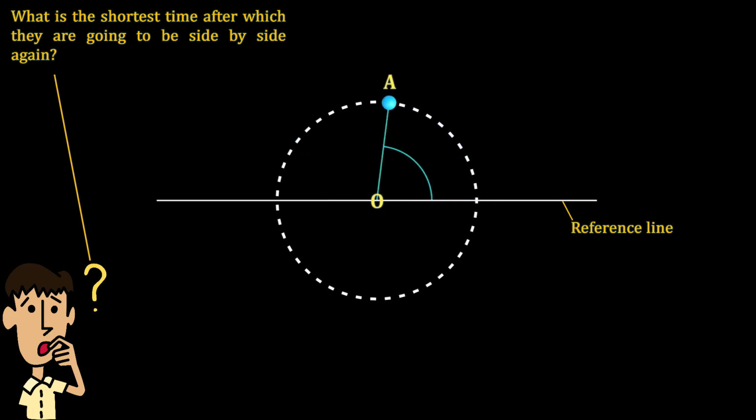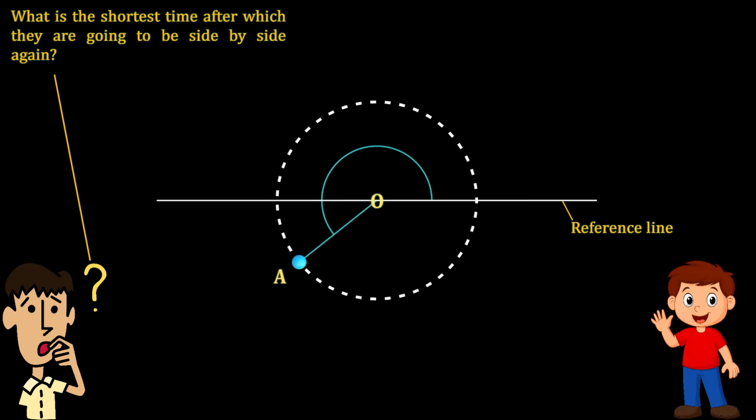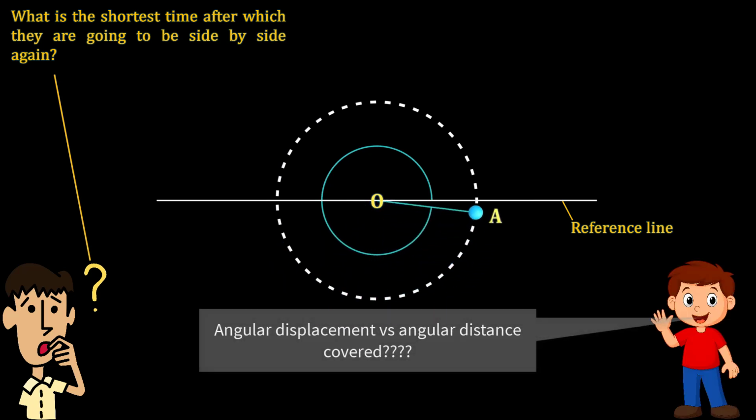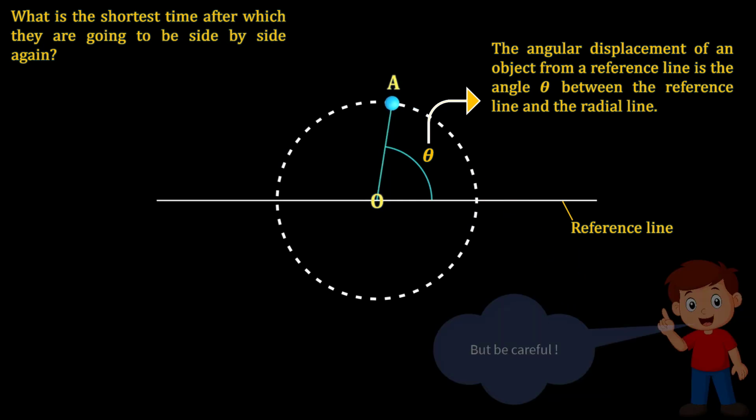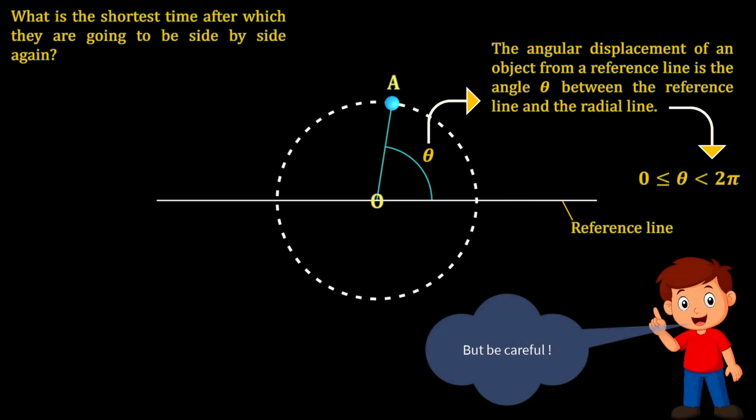To answer this question, we need to understand the difference between angular displacement and angular distance covered. The angular displacement of an object from a reference line is the angle theta between the reference line and the radial line. However, the angular displacement theta must be between 0 and 2 pi. This means after each revolution, when the object passes the reference line, the angular displacement theta is reset to 0.